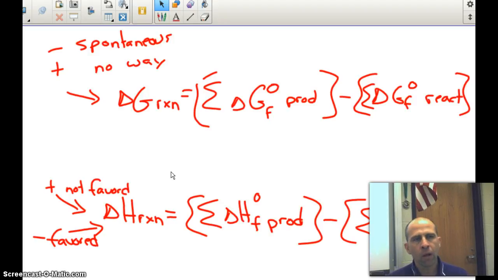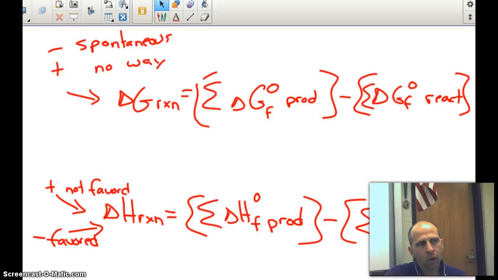So what if a delta G for a reaction comes up negative? Well, that means that thing can be spontaneous. If it comes up positive, it's not going. No way. It cannot happen. Delta G is the only one that's a guaranteed predictor of that.